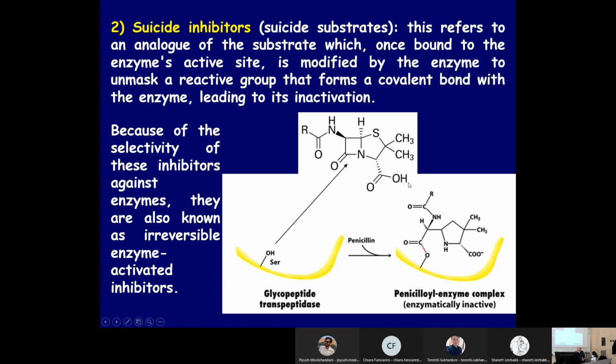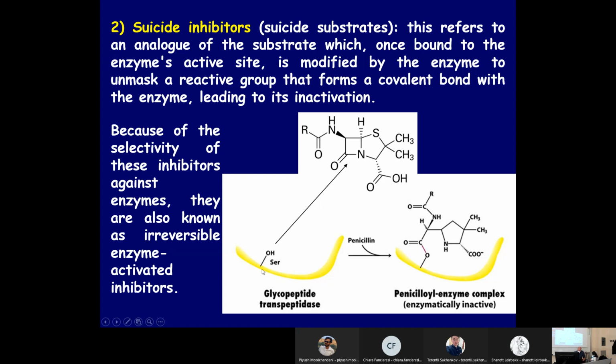This is the chemical structure of a penicillin. You can see this ring, a very small, 4-member ring. We'll see the chemical properties of this ring. It's a very reactive ring. It's a potent electrophile, can be attacked by nucleophiles present in the active site.